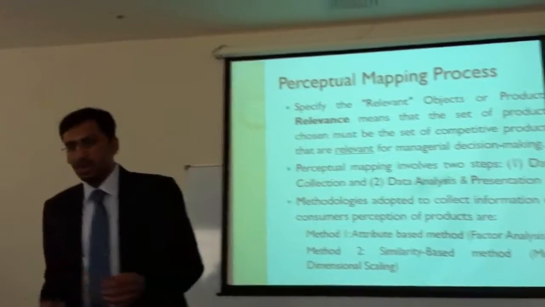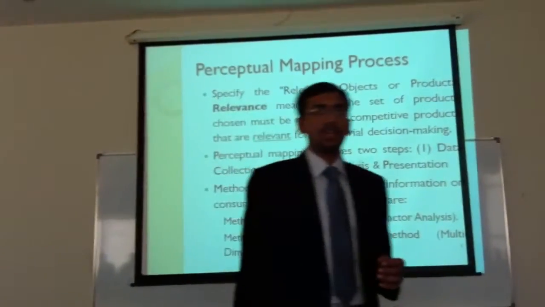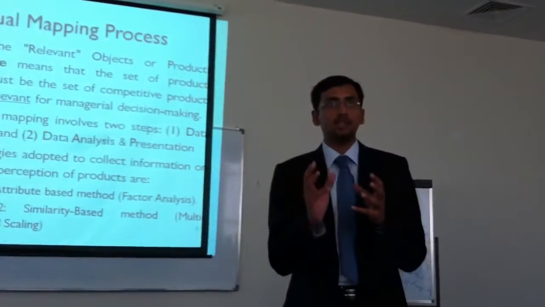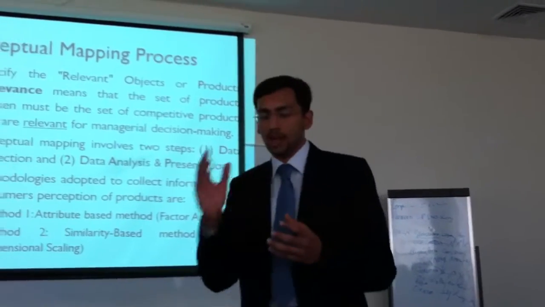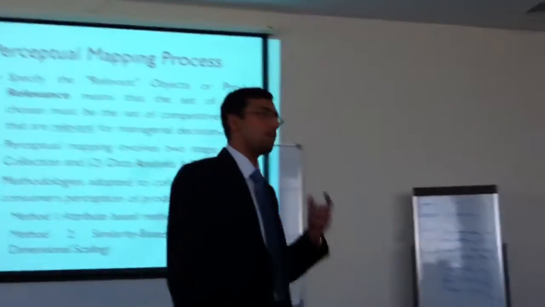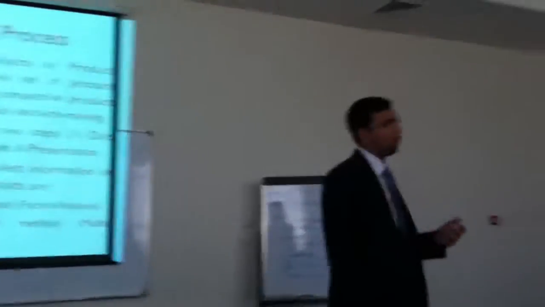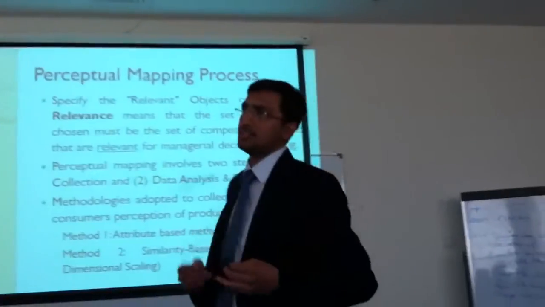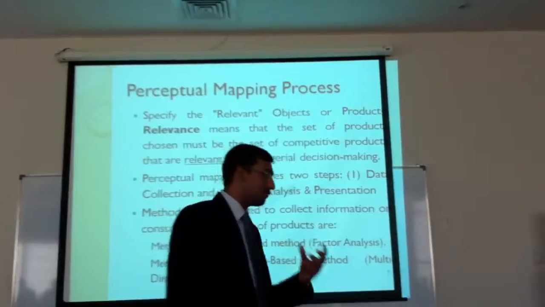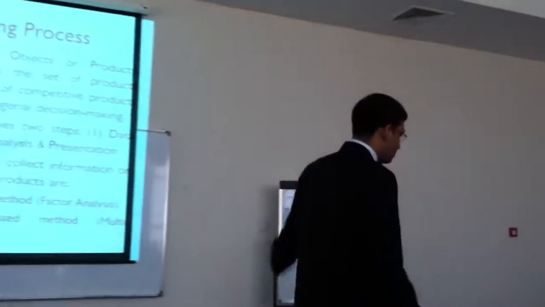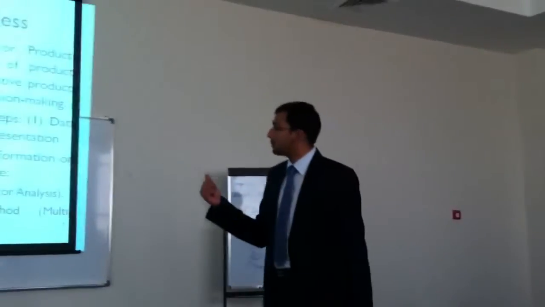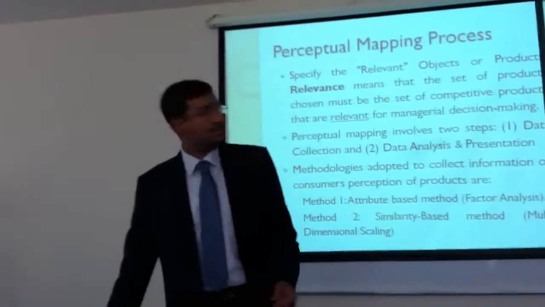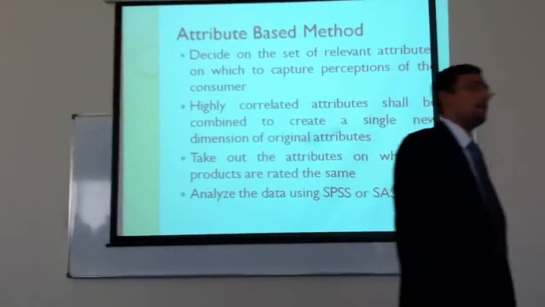Now, the perceptual mapping process. It basically starts with the identification of the relevant products. Relevant products means the products which are in competition with each other, which may enable management to take a promising marketing decision to ensure that your products are sold well. After the relevant products are identified, perceptual mapping involves two steps: data collection, and then data analysis and presentation of the processed information for the marketers to take a decision. Based on how the data has been collected, perceptual maps can be classified into two methods. One is the attribute-based method, and the other is the similarity-based method, which is also called multidimensional scaling.